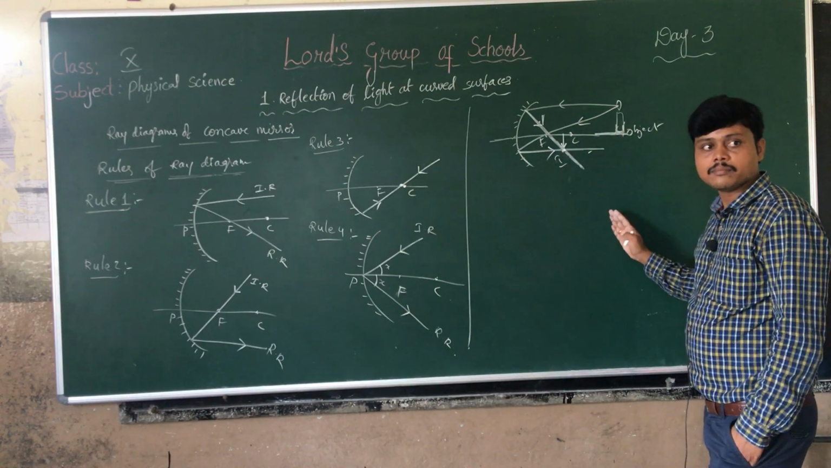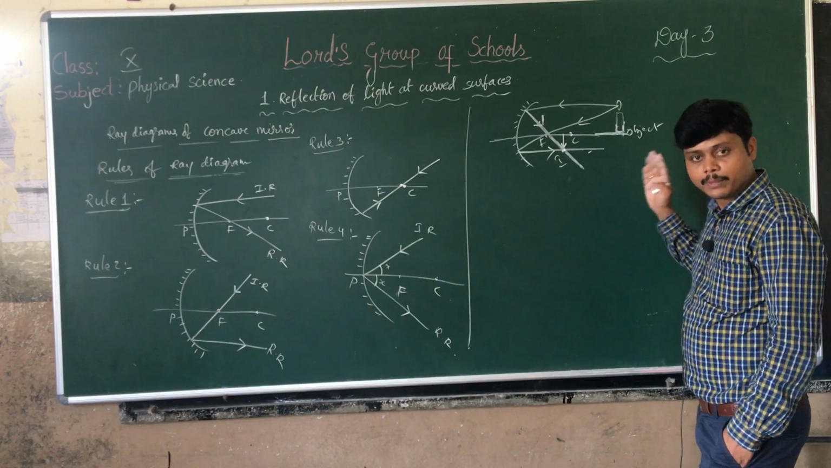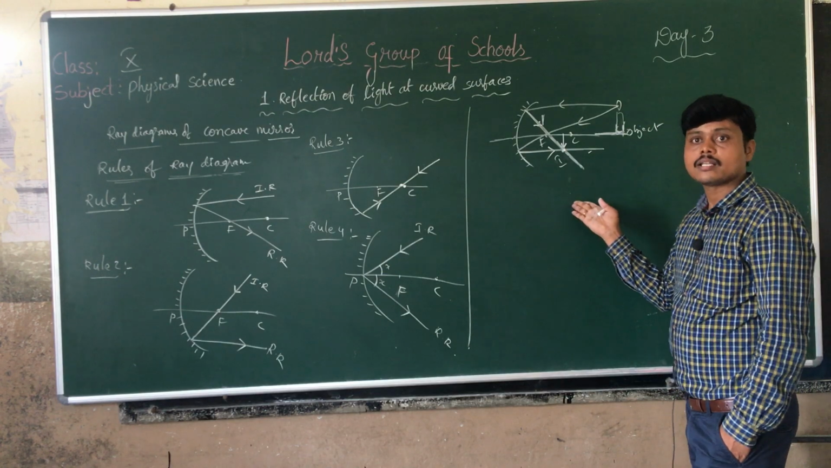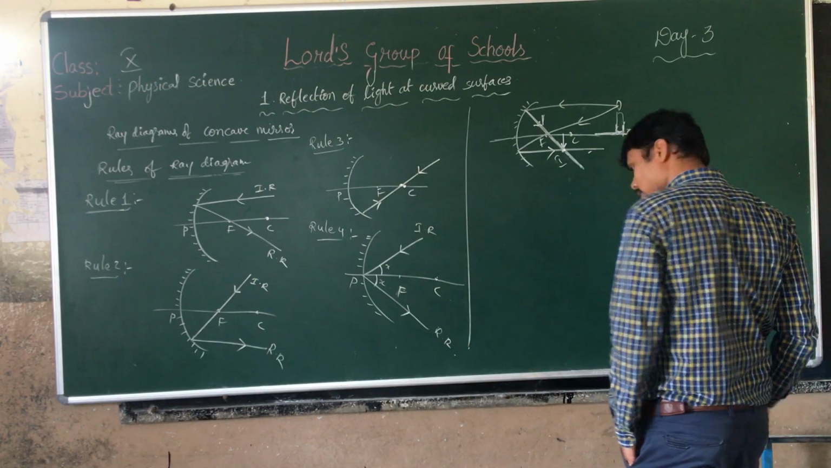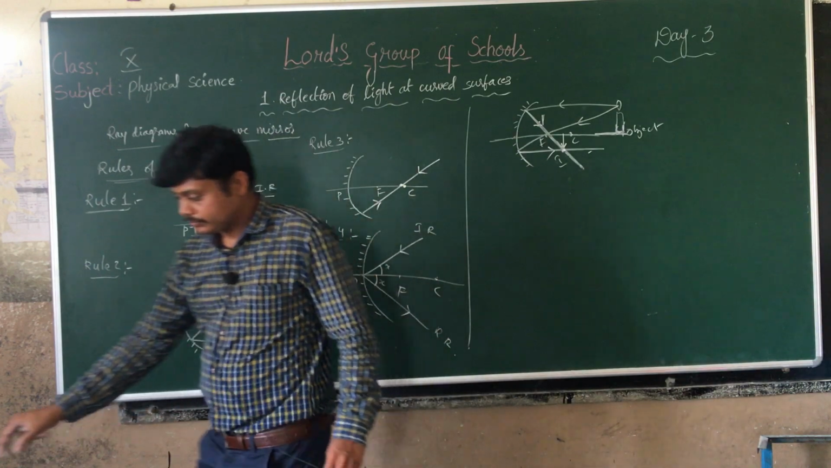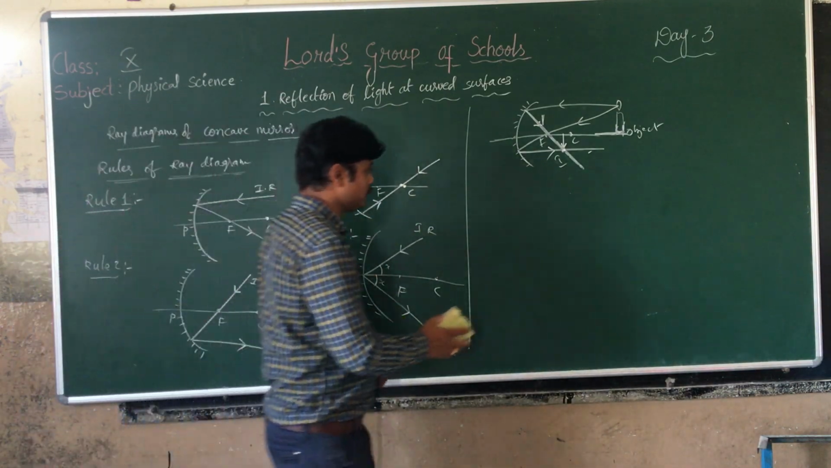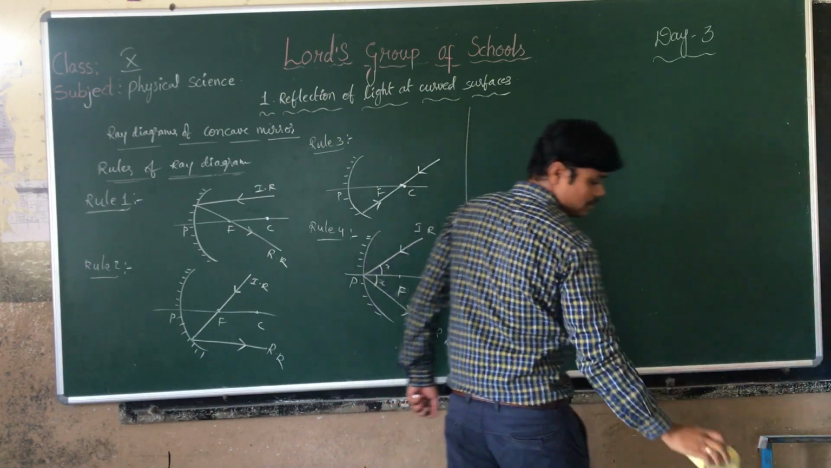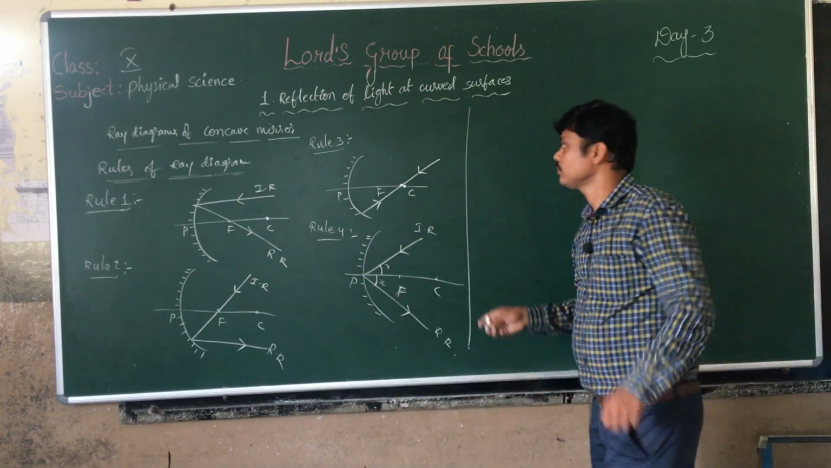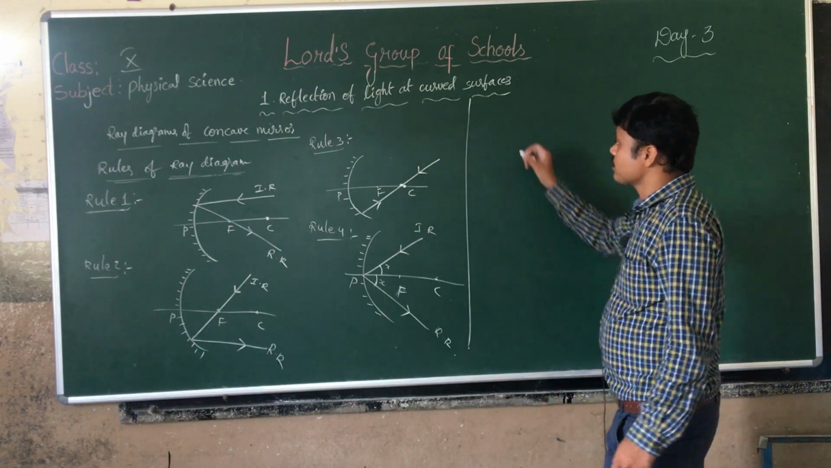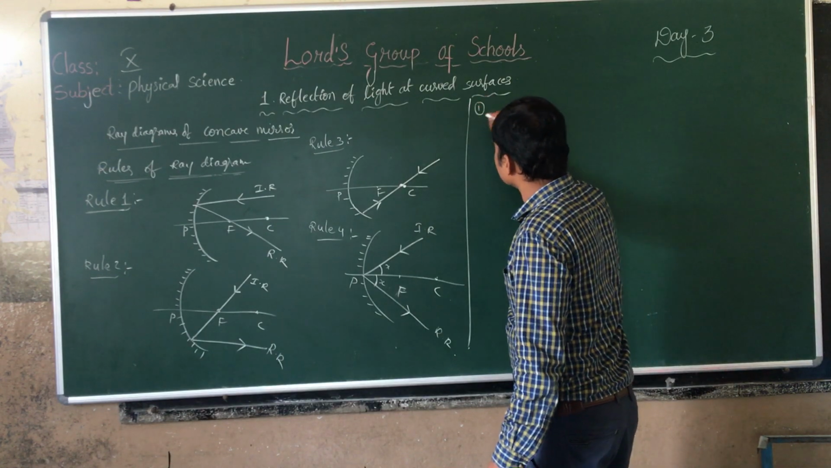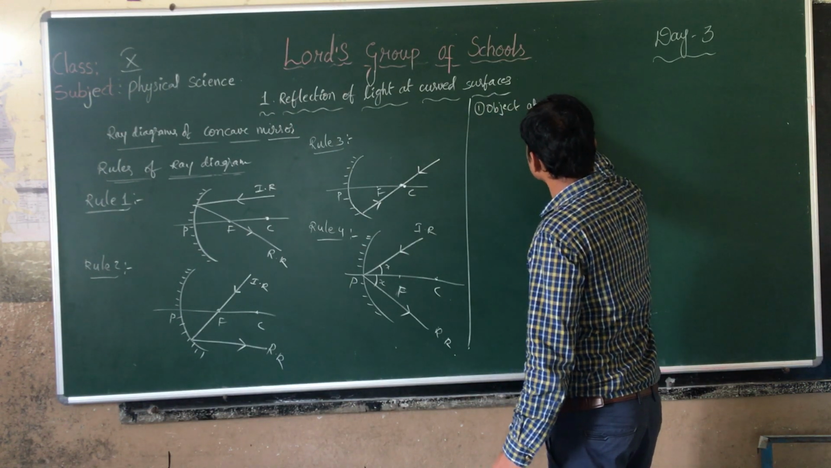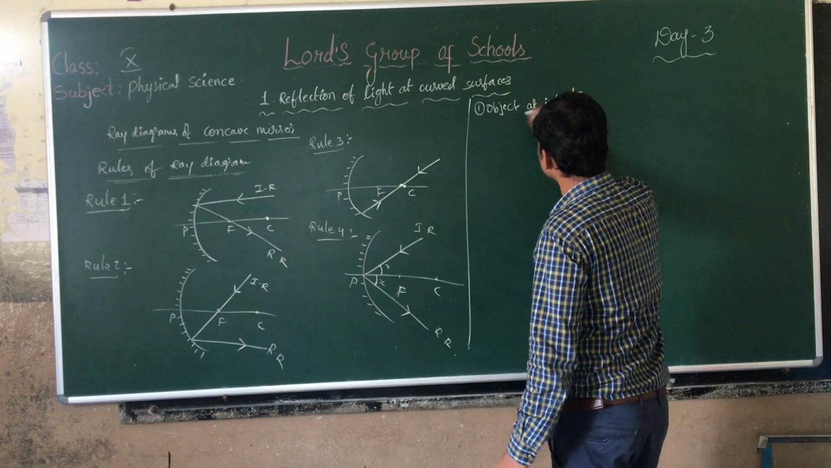So we are drawing the ray diagrams by placing the object at different positions by using the same principle. See here, first position: object at infinity. Object at infinity.